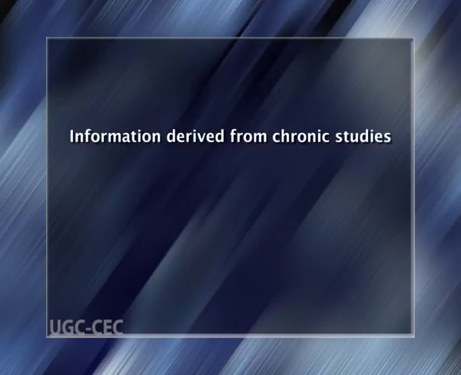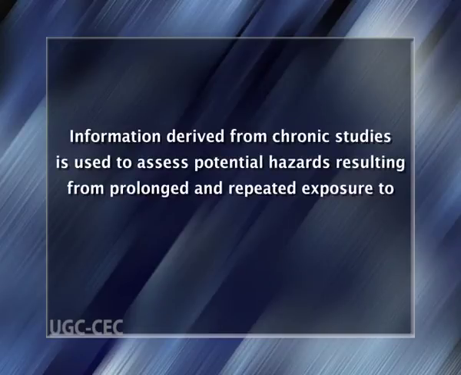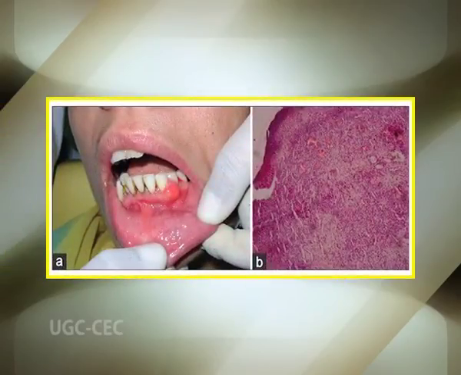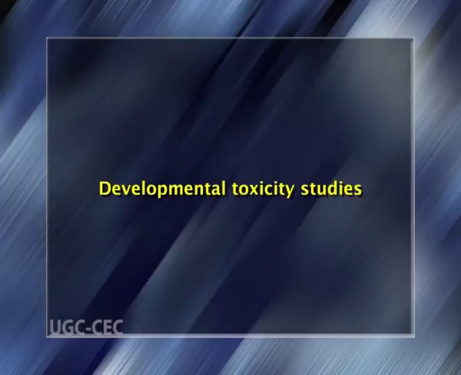Information derived from chronic studies is used to assess potential hazards resulting from prolonged and repeated exposure to a pesticide over a large portion of the human lifespan. These studies usually last 12 to 24 months. Of particular importance are long-term carcinogenicity studies, the purpose of which is to observe the test animals for the development of neoplastic lesions after a lifetime of exposure at dose levels up to and including the MTD determined from subchronic testing. And last is developmental toxicity studies.